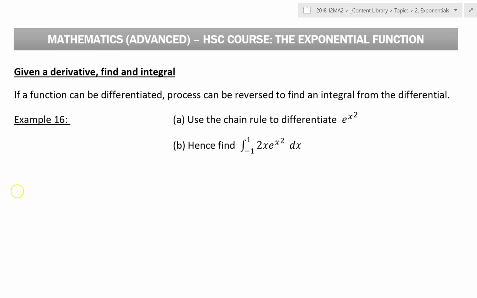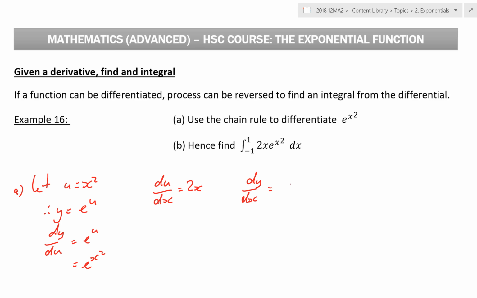So, let u equal x squared, therefore y equals e to the u, and dy by du equals e to the u, which is equal to e to the x squared. Also, du by dx, differentiate u now with respect to x, and I get 2x. Now, I can say that dy by dx is equal to dy by du times du by dx, equals e to the x squared times 2x, equals 2x e to the x squared. There we go, that's the differential of this.